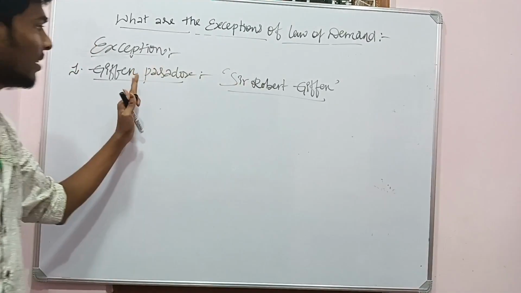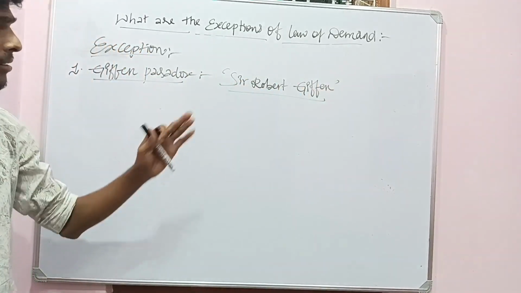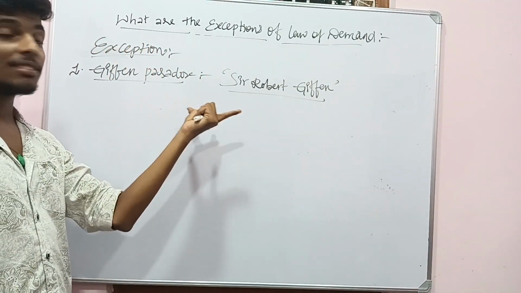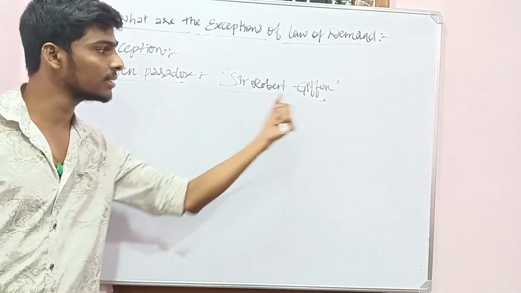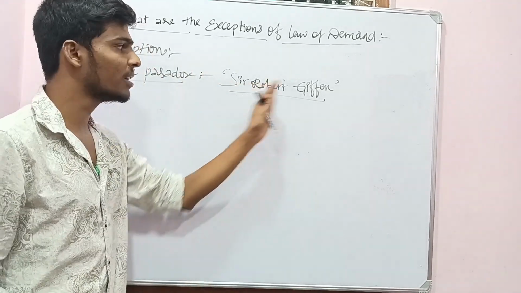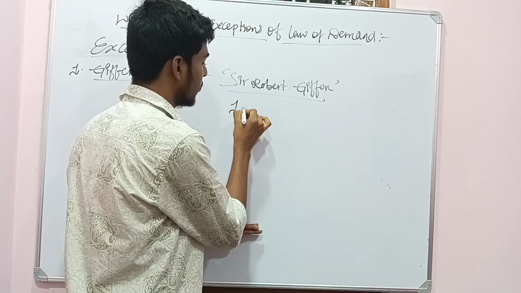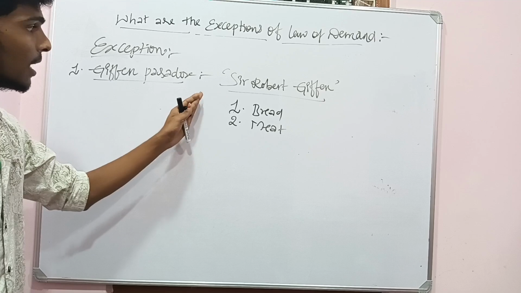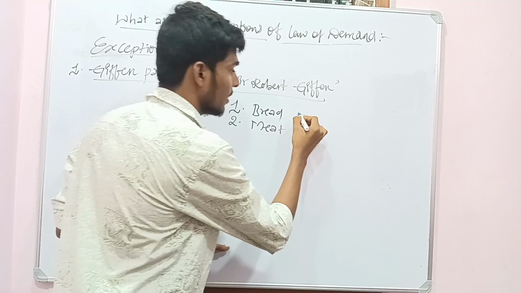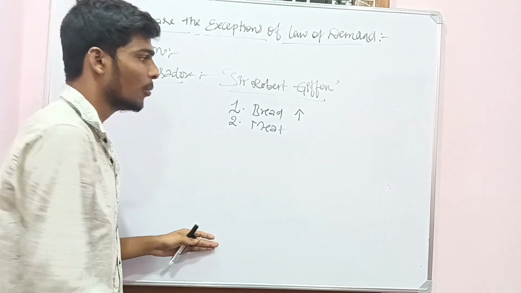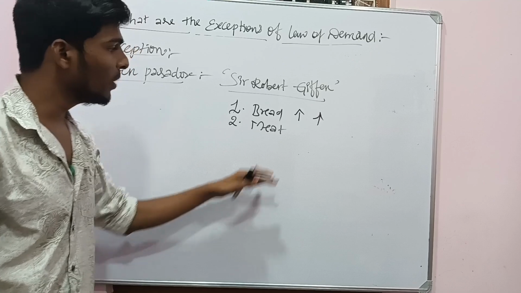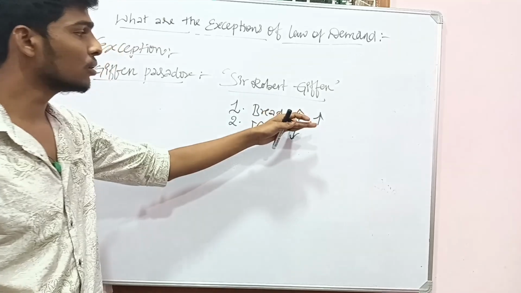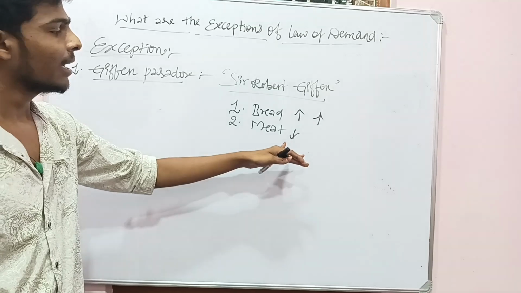He observed the rise in bread prices among low-wage British earners. Sir Robert Giffen had two commodities: one is bread, the second one is meat. He observed that with the rise in the price of bread, people consumed more bread and reduced their consumption of meat.